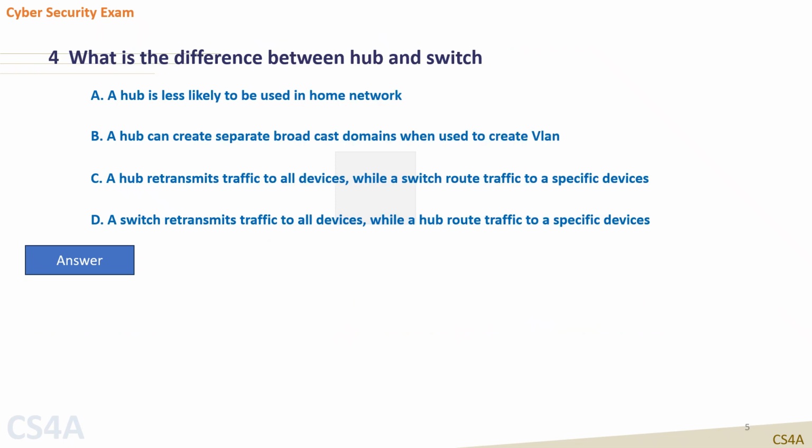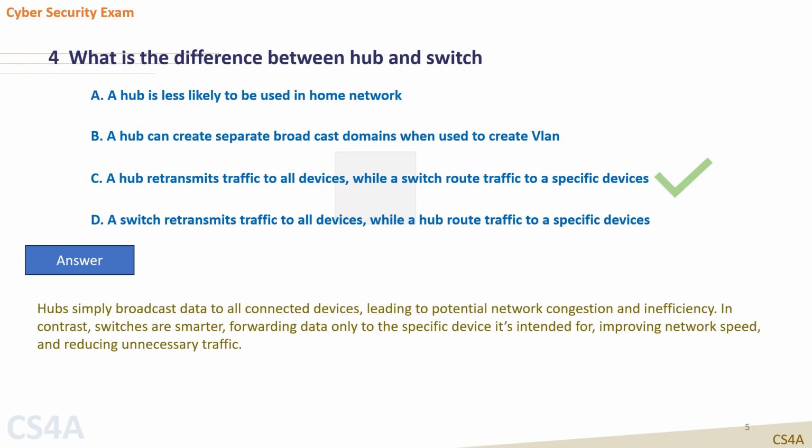So here the question is, what is the difference between hub and switch? Okay, we'll see the options. A hub is less likely to be used in a home network. That is not correct. A hub can create a separate broadcast domain when used to create VLAN. That is not correct, because a switch is used to create a separate broadcast domain. And here option C is, a hub retransmits traffic to all devices, while a switch routes traffic to specific devices. And this is the correct answer. So option C is correct. Option D is not correct.